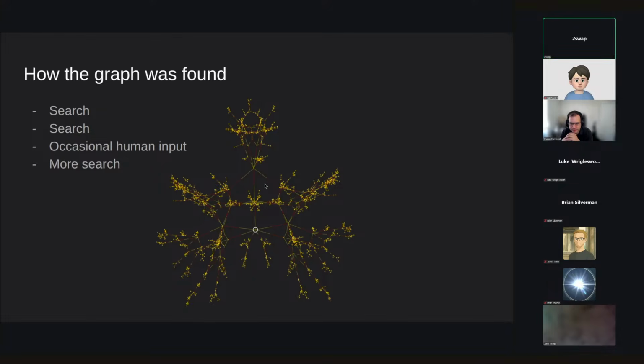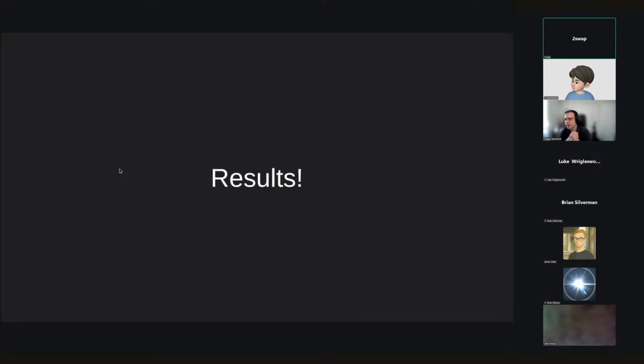There were also people who said, oh, what if you try this variation instead? I think this one's probably simpler than this one. And in many of those cases, they actually found something that ended up reducing the graph. But overall, just tons and tons of search.